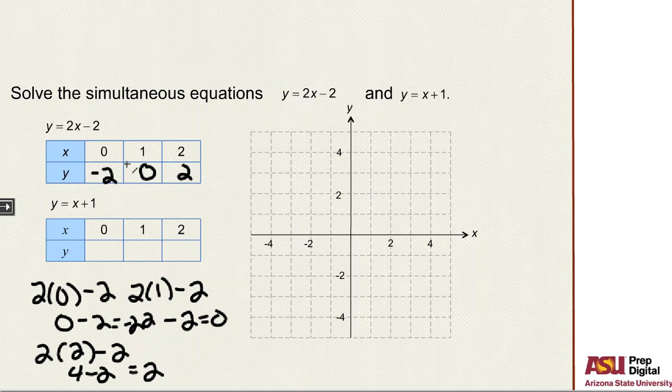So now I have these ordered pairs. So x comma y, that's going to be a point. So 0, negative 2, 1, 0, and 2, 2. Those are my 3 points. Now digitally, this is going to be a little bit harder for me to plot. So I'm going to go ahead and continue my line just so I have more accurate points.